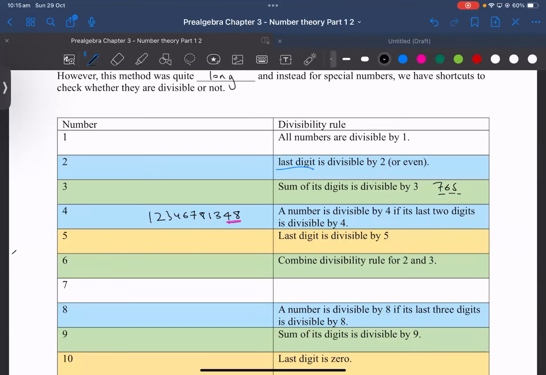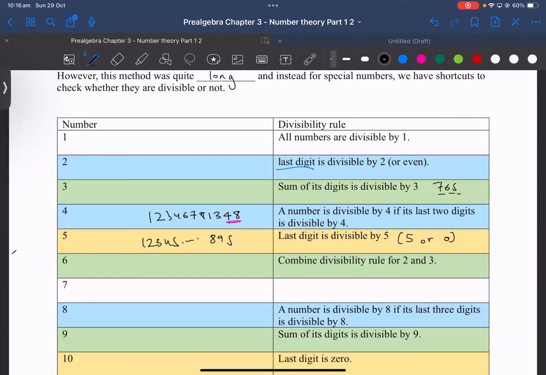And then for 5, pretty easy. Being divisible by 5 means the last digit is either 5 or 0. If the last digit is 5 or 0, then it's a multiple of 5. For example, if I do the same thing again, something ugly, 8, 9, 5. Is that divisible by 5? Yep. It doesn't matter what's up front. The last digit is 5. Even 0 would also work. Anything else, not a multiple of 5.